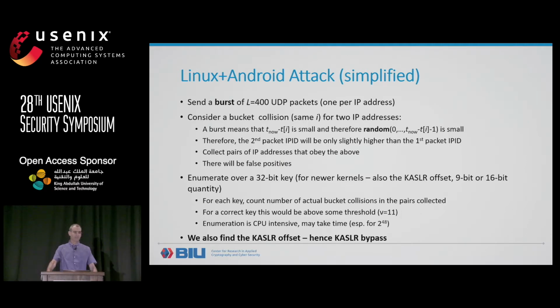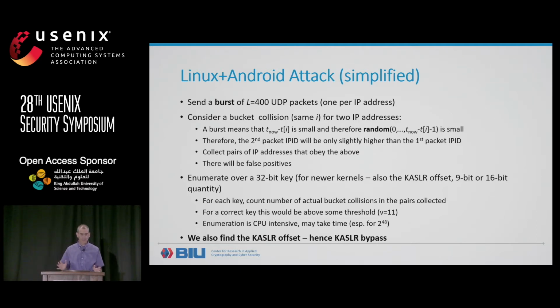So the attack goes as follows. It's a bit simplified version. In the browser, the snippet forces the browser to send a burst of, say, 400 UDP packets, one to each IP address that the attacker controls. So the attacker needs to control like 400 IP addresses. It's doable. It's not within our budget, but it's doable.